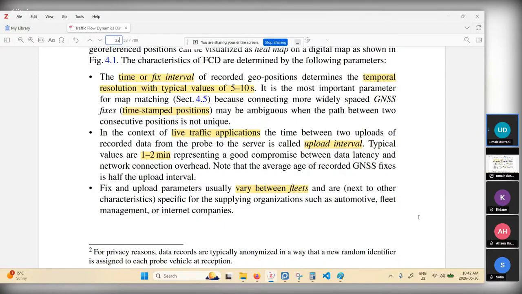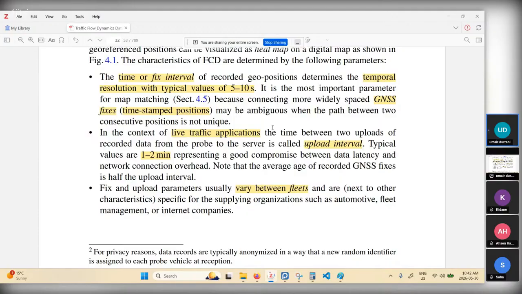These FCD characteristics are determined by the following parameters: time or fixed interval, where we get a temporal resolution with typical values of 5 to 10 seconds. So every 5 seconds we get a new coordinate, or every 10 seconds we get a new coordinate. And so they are called GNSS fixes. GNSS fixes means time-stamped positions, which I've highlighted here. In the later part of the chapter they also use this term again and again, so keep in mind that it means time-stamped positions of the vehicles.